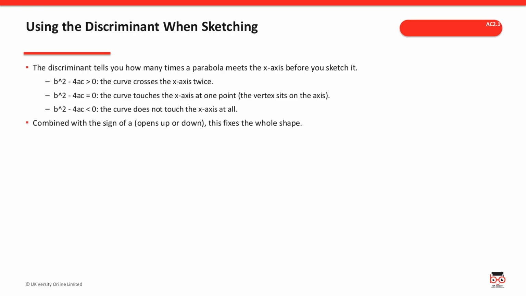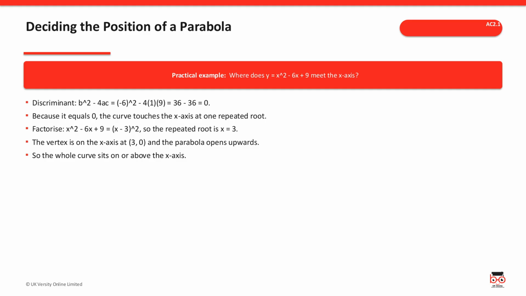If b squared minus 4ac is greater than 0, the curve crosses the x-axis twice. If it equals 0, it just touches the axis at its vertex. And if it's less than 0, it never reaches the axis. Combine that with the sign of a, which tells you whether the curve opens up or down, and the whole shape is fixed. Let's see where y equals x squared minus 6x plus 9 meets the x-axis.